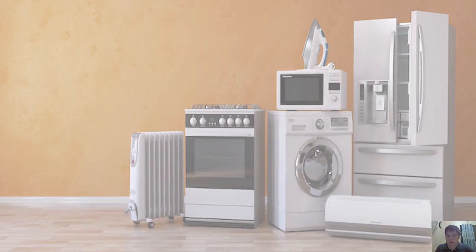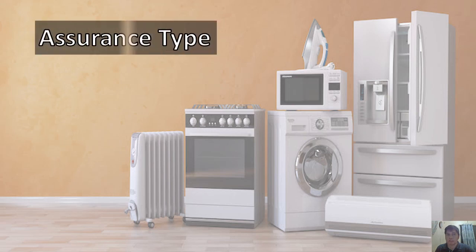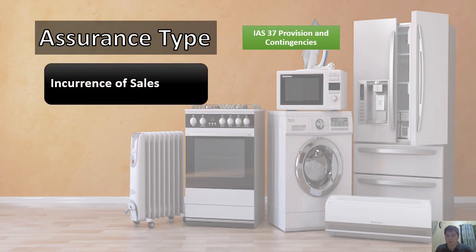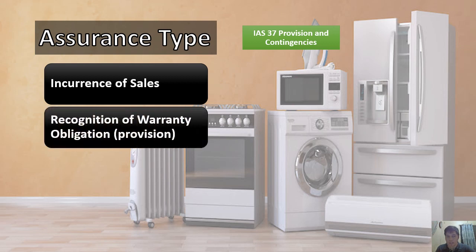Okay, so let's now proceed to accounting for warranty obligation or liability for warranty under assurance type warranty. Before, we will follow IAS 37 provision and contingencies. Under assurance type warranties, we have to note four major accounting events. Number one, incurrence of sale. As I mentioned earlier, there is a warranty if there is a sale. So normally, the first accounting event that will happen is the incurrence of sale. Then after the incurrence of sale comes the recognition of warranty obligation, which requires a recording of a provision.